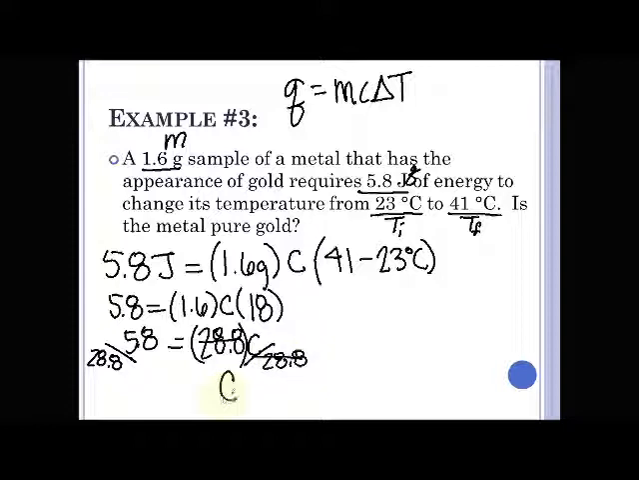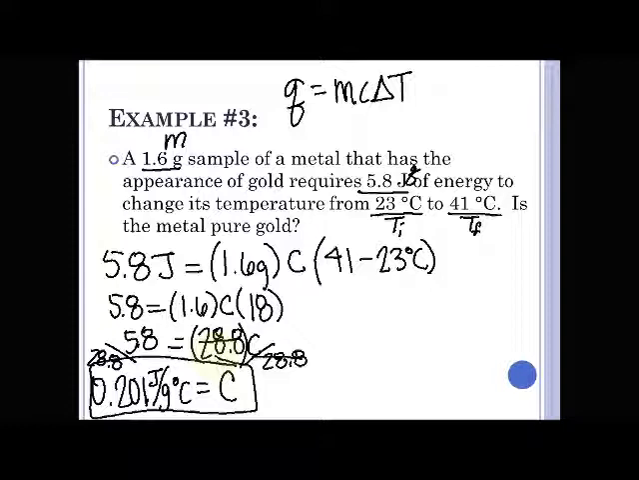So then C equals 0.201 joules per gram degrees Celsius. Okay, so we've solved for C, but that does not solve our full problem because it asks us, is the metal pure gold? Well, now we look on page 4. Look over in the table on page 4. So flip over your notes. And when you look down, it's near the bottom.